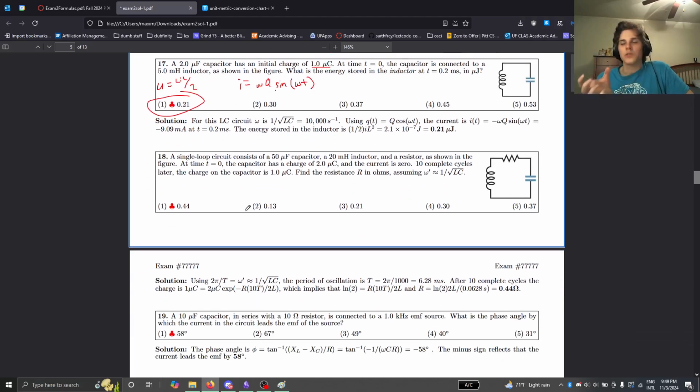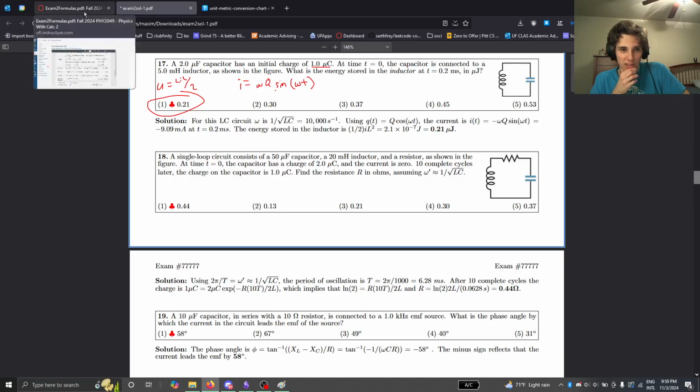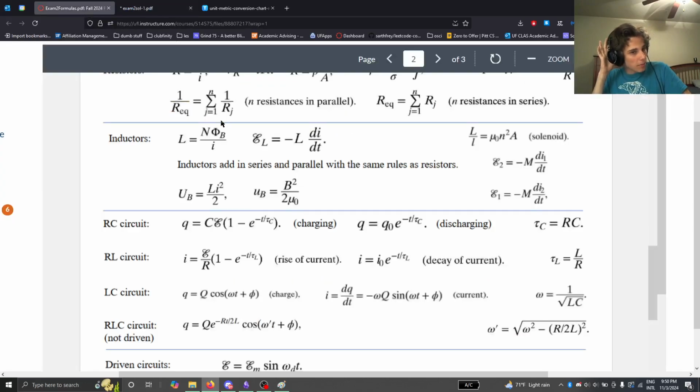Now we've added a resistor, and this will cause a damping effect as it wobbles between the capacitor and the inductor. We want to find the resistance R in ohms. What are we given? Well, we're given the capacitor, we're given the inductor, we're not given the resistance. We're given the initial charge, and we're given the charge later. Interesting. This seems like it will be a lot of work, looking at what I did earlier, probably.